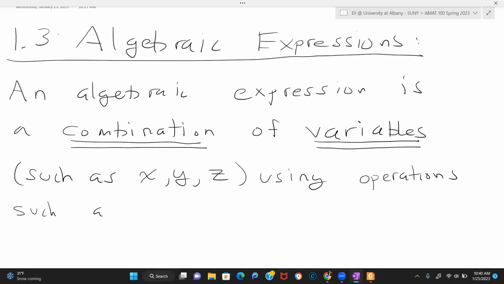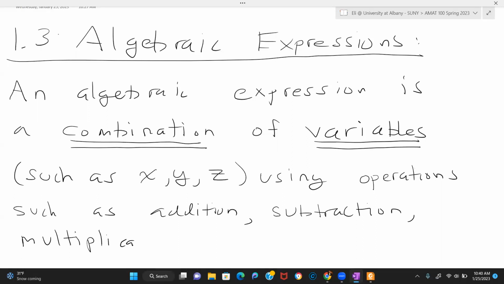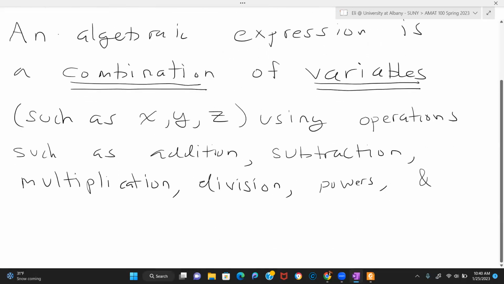Operations such as addition, subtraction, multiplication, division, powers, and roots. So all or some of these operations you can use, and you take combinations of these.